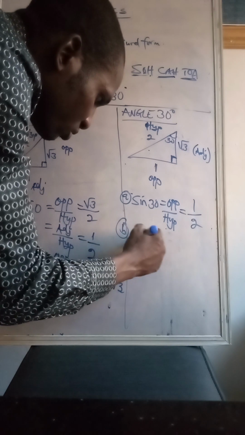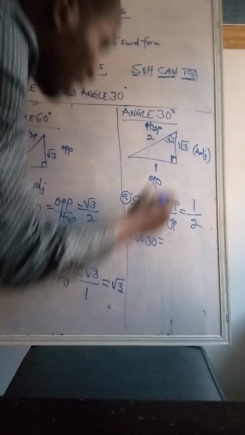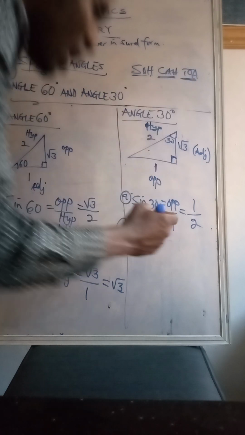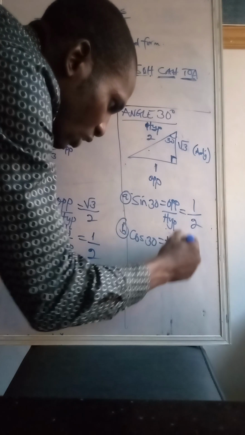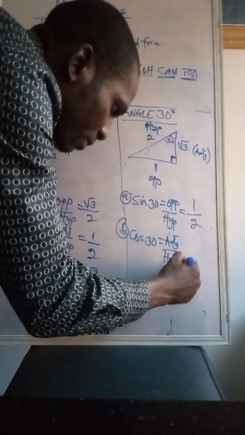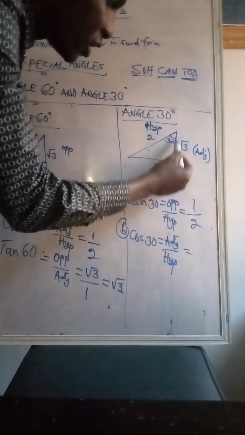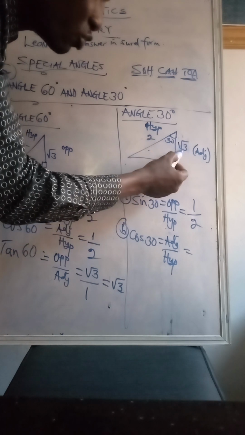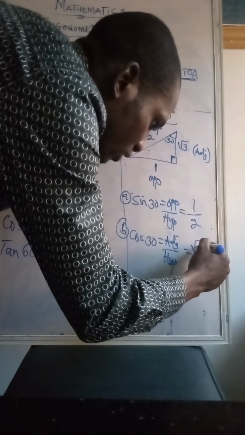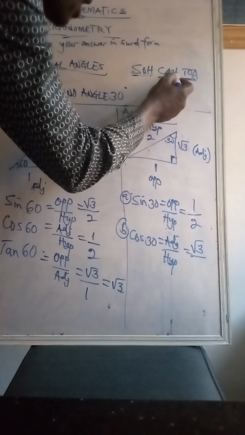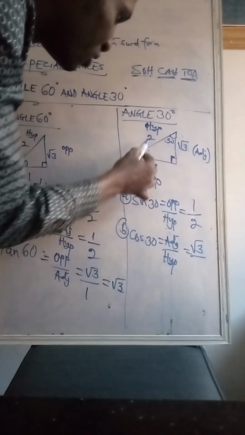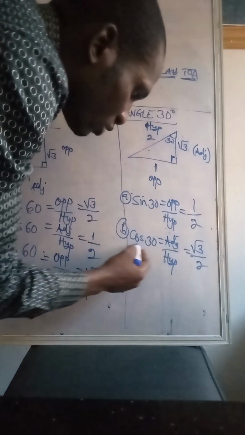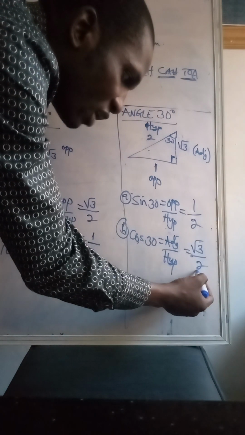Also cos 30, that's CAH from SOHCAHTOA. CAH is adjacent over hypotenuse. I have adjacent over hypotenuse. So looking at it from the diagram, the adjacent here is root 3. I'll write root 3 over hypotenuse. So the hypotenuse here from the diagram is 2. So which means that cos 30 is root 3 over 2.